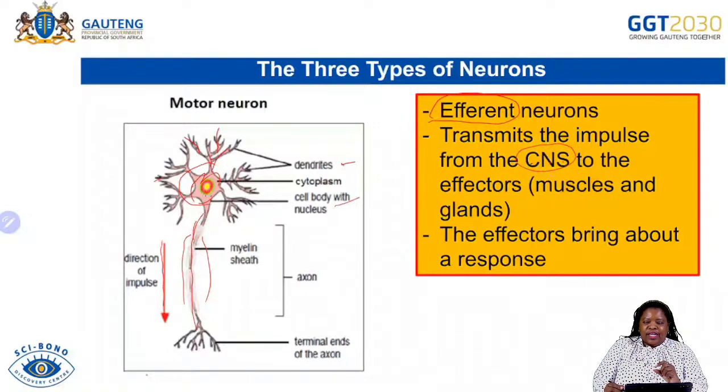Motor neuron, what does it do? Transmit impulses from the central nervous system. Where to? To the effectors. So each time when we talk about effectors, think of what? Think of the glands. Think of what? Think of the muscles. Right? So the motor neuron transmits those impulses from the central nervous system to the effectors, to the muscles or to the glands. Then what will happen? The muscles bring about change.